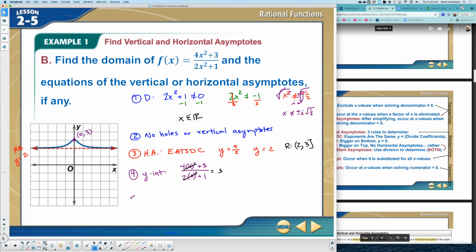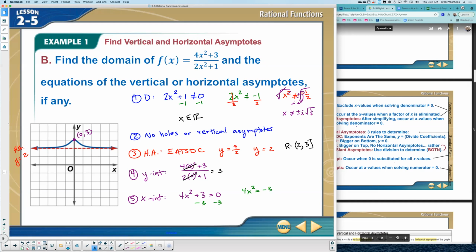And the x-intercept you can find by solving the numerator equal to 0. So it's kind of like the domain rule, except you're doing the numerator. So you would say 4x squared plus 3 equals 0, and you would solve this for the x-intercept. What would be our first step here? Minus 3. And what we're going to find out is it's imaginary. That's why it doesn't have an x-intercept. And we'll have 4x squared equals negative 3.